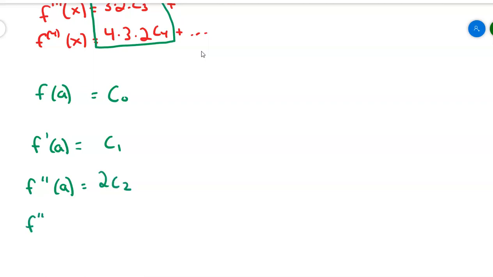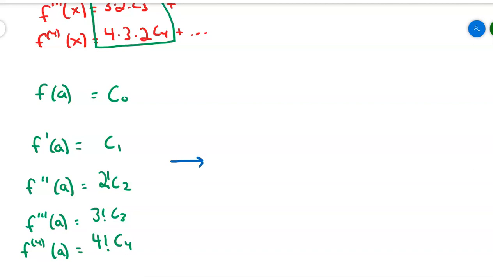F triple prime of a will be, well, notice we got 3 times 2 times c sub 3, so let's call it 3 factorial times c sub 3. Would it be any harm if I called this 2 factorial times c sub 2? And then the fourth derivative centered at a is going to be 4 factorial, right? Because that 4 times 3 times 2, that's 4 factorial c sub 4. Beautiful. Now, let's move this over to the next column.